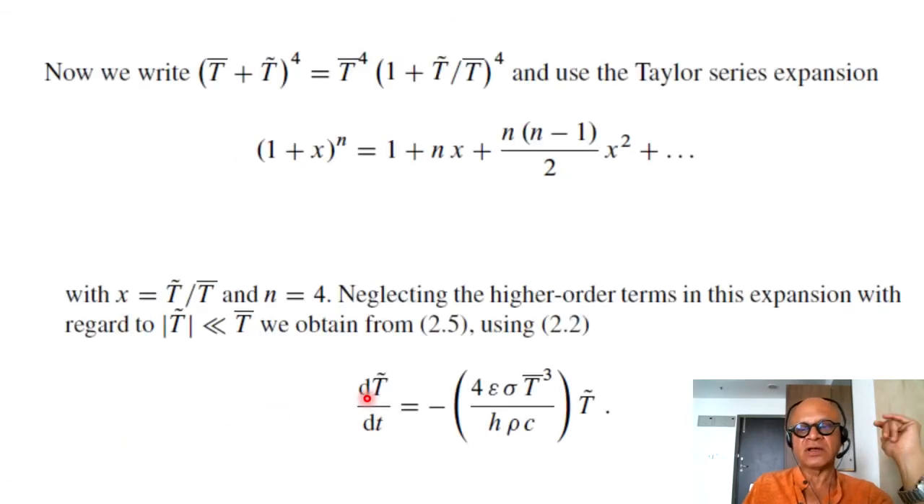So we are still doing the expansion. dT tilde dt, the anomaly evolution, is then equal to minus this expression, epsilon sigma T bar to the cube divided by h rho c, times T tilde. This is a linear equation because there is no multiplication of T tilde with itself, and it's first order, and it's linear, as I already said.